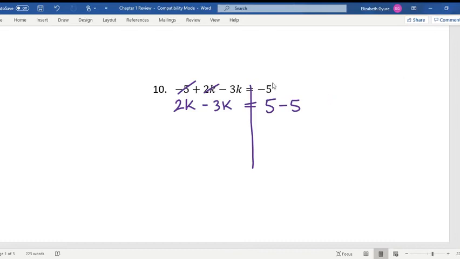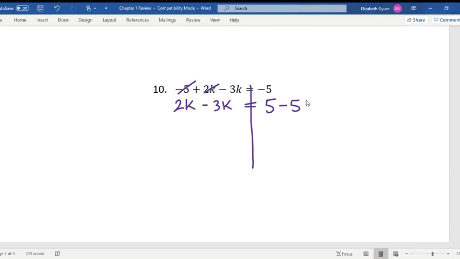So the 5 on the right was already negative, so I just dropped it down. So it means the same thing. Yeah. So that's going to be subtraction. Correct. Yes. Now let's combine. We got 2K minus 3K. What would that be when you combine it?